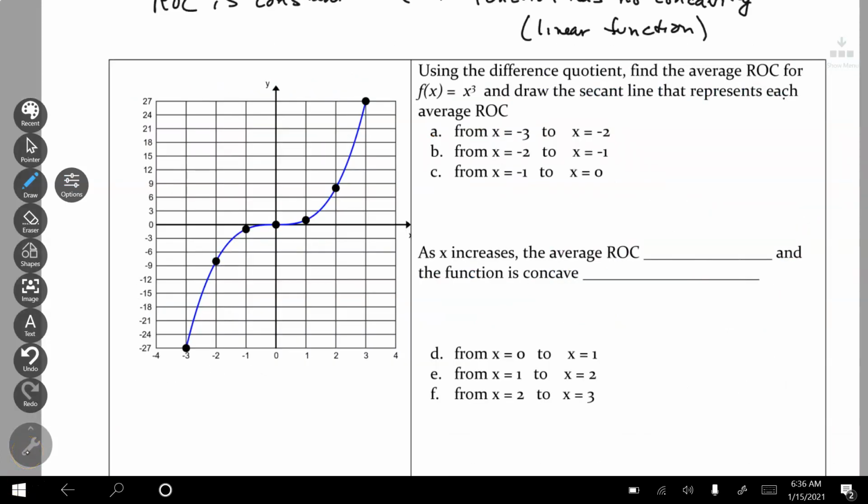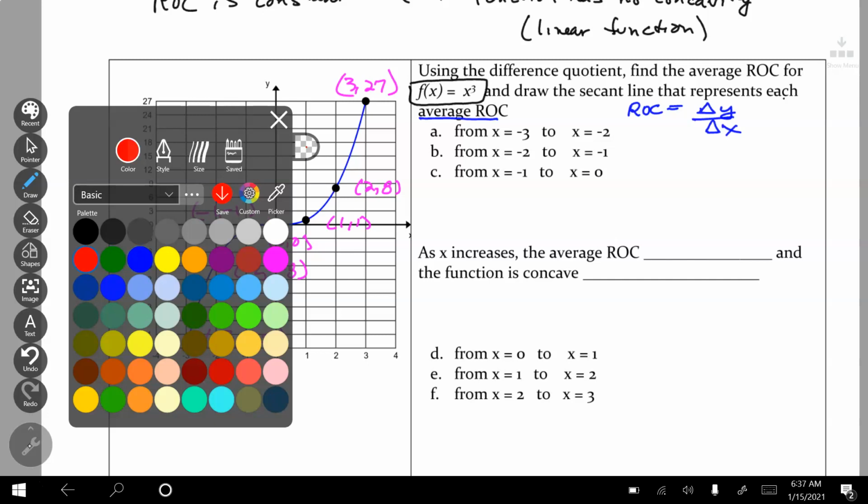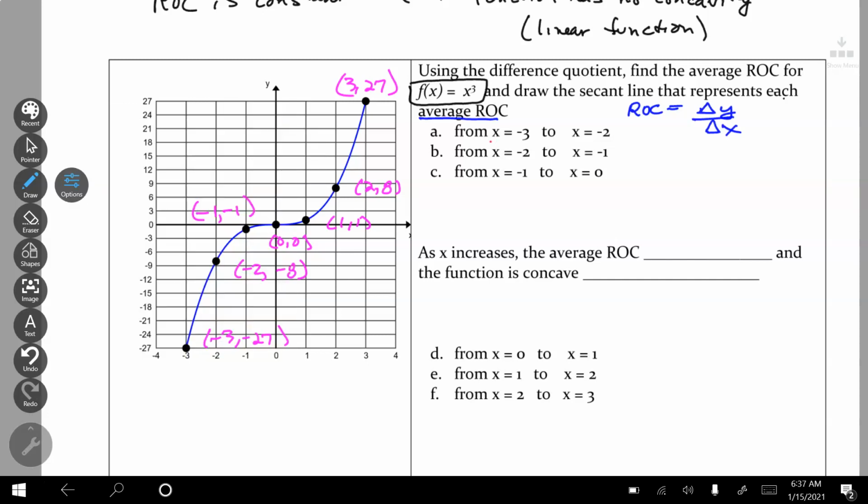So we're going to use a graph of x cubed to look at concavity. But I can look at the graph and figure out concavity. I want to use my rate of change to figure out concavity. So I got all these points. I'm going to label all these points. Okay, so I label all my points, and I want to figure out the average rate of change. And rate of change is just slope, change in y over change in x. So I'm going to figure it out between x equals -3 and -2. So I'm trying to figure out this rate of change right here.